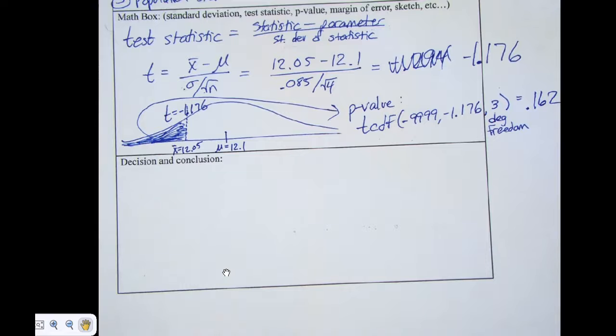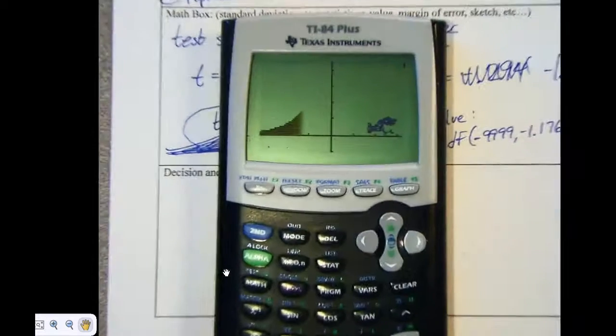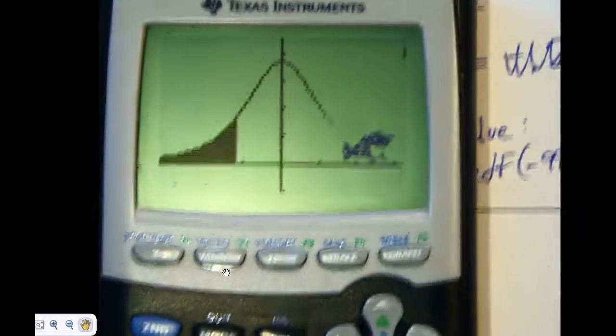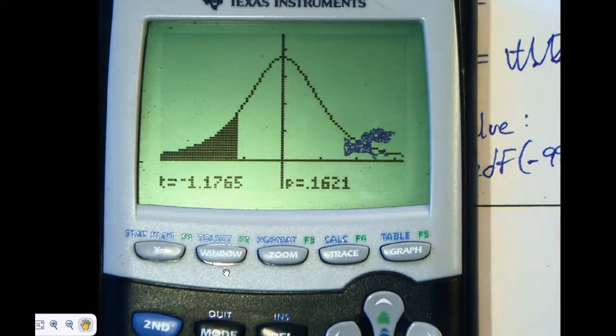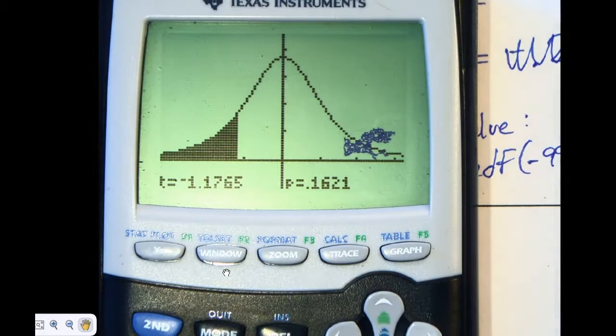Your calculator will do this too. I'm not going to show you how yet, but just to show you what that looks like. So that's what we just drew, basically. At the bottom it's telling me we're 1.17 standard deviations below the mean, and our p-value, the size of this, is 0.16. If I shaded the whole thing, it would come out to be 1. And if this moves over, what happens to my p-value? It's smaller, which makes me more likely to think something's wrong. Okay.